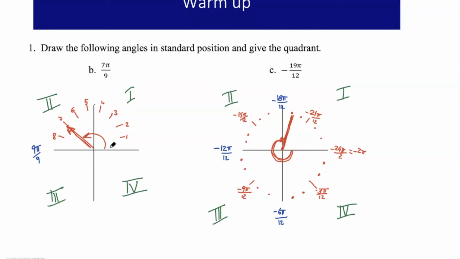Also notice that I started my measurement from the positive x-axis. Every angle in standard position should be measured starting from here, from this point, which is 0, or a full revolution. And I proceeded counterclockwise because the positive rotation goes in this direction. So this will be my angle from 0 to 7 pi over 9. And it is in the second quadrant.